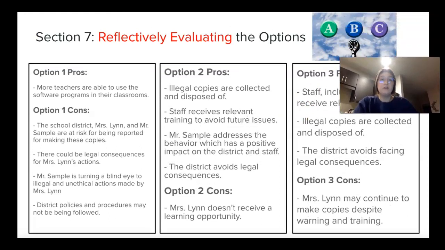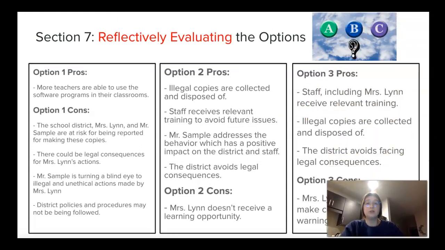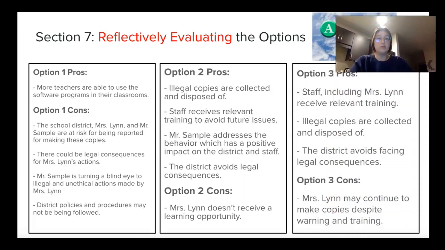Section 7 focuses on reflectively evaluating the options. So the option 1 pros include that more teachers are able to use the software programs in their classrooms, even though it is illegal. Option 1 cons include that the school district, Mrs. Lynn and Mr. Sample are at risk for being reported for making these copies. There could be legal consequences for Mrs. Lynn's actions. Mr. Sample is turning a blind eye to illegal and unethical actions made by Mrs. Lynn, and district policies and procedures may not be being followed.